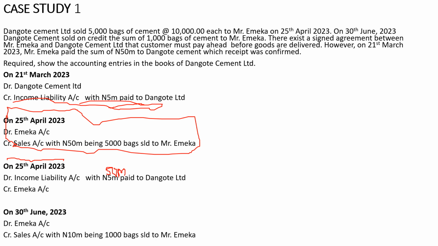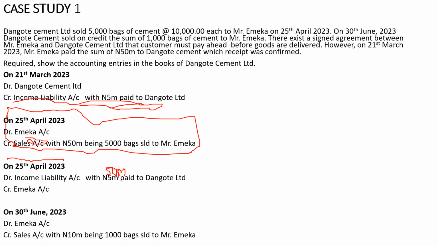So that it shows that Emeka has been able to pay his debt, because here the sales account gave to Emeka the 5,000 bags. Now Emeka is part of the accounts receivable. At the month end, it's going to be showing that Emeka is owing 50 million naira, which is not true because he had already paid. Now, it is also very good that at that point you knock it off by crediting Emeka's account and debiting the income liability account. This is very, very, very important in order to have a balanced account and reporting.